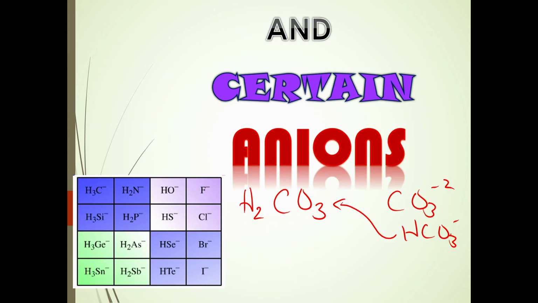H2CO3, carbonic acid. That is an acid. The CO3 minus 2 anion picks up 2 hydrogens. But it could also pick up 1 hydrogen and a sodium and become NaHCO3. Still basic because it's still got a hydrogen there. That's baking soda. Baking soda tastes bitter. It is basic.